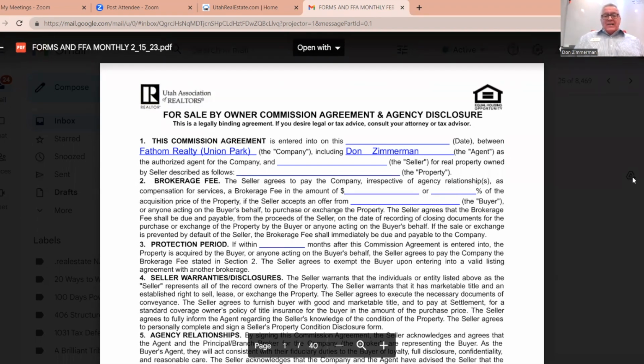I'm going to briefly touch on the forms. I'm going to challenge you to go in and read each of these forms that I'm telling you about, but I want you to be aware that they're here. In fact, there's a couple of forms that I found that I didn't even know were here. They must be relatively new forms. Anyway, for sale by owner, commission agreement, and agency disclosure.